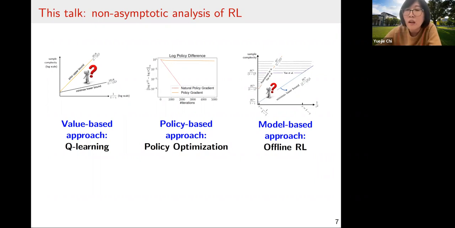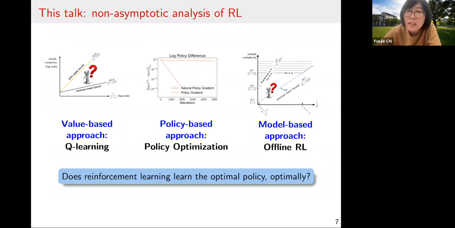Finally, I'll move to offline reinforcement learning, which is an emerging paradigm that tries to learn the optimal policy by only using history data without active exploration, by examining a model-based approach. At the end of the day, the question I'm trying to answer is, does reinforcement learning learn the optimal policy? And if it learns the optimal policy, does it learn it in an optimal manner?